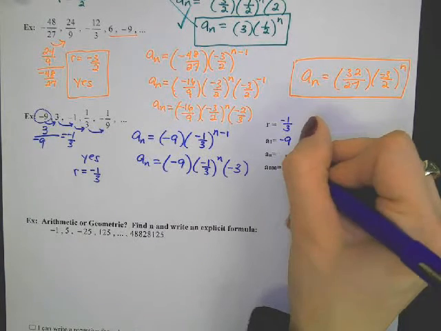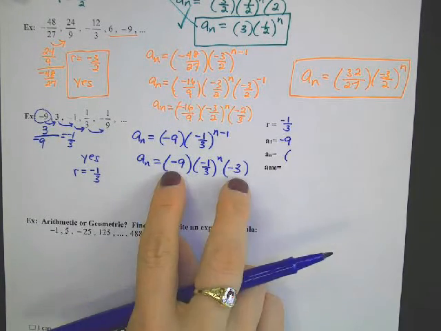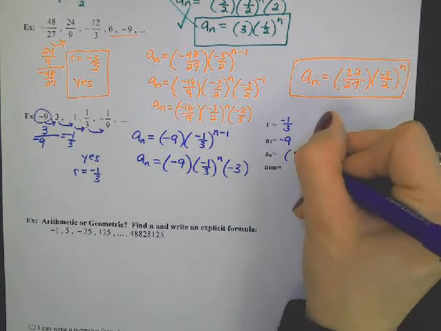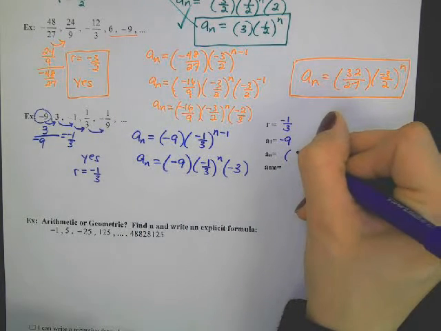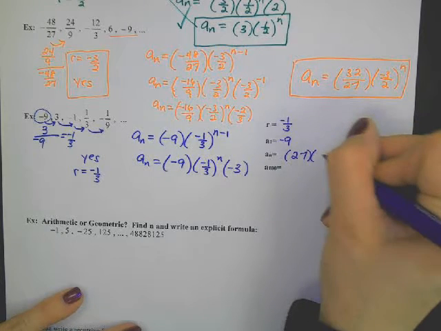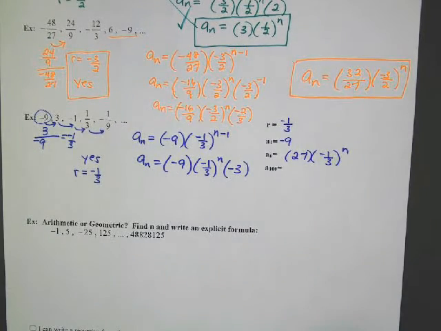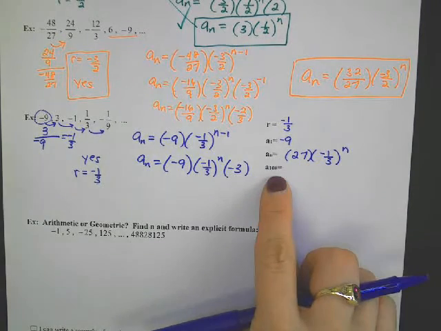Good. So a sub n is going to be number times number, 27 times negative 1/3 to the power of n. And now we have to use that formula to find the 100th term.